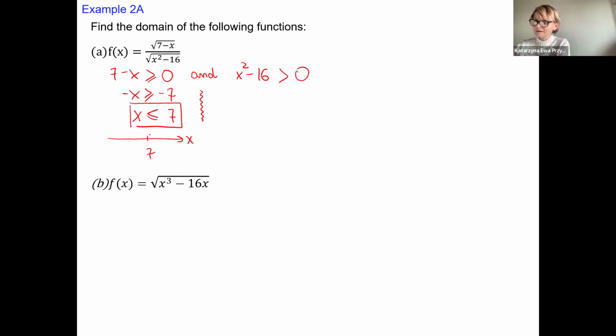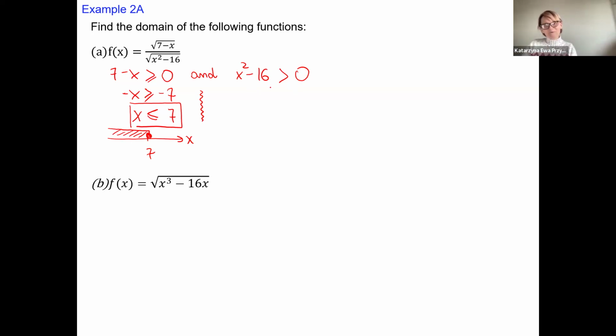This is 7. We may accept this, and less than 7 is here. I can skip the interval notation. Yes, we will change the sign, definitely, but we will also change the direction of the inequality. Okay, from negative infinity to 7, including 7. But that's not everything, because we also have to respect this statement.